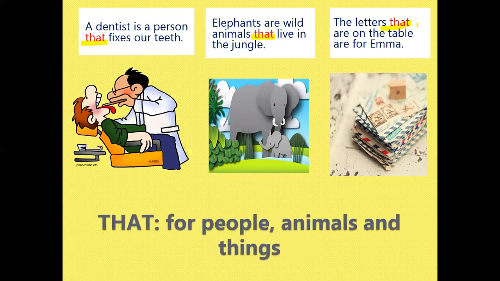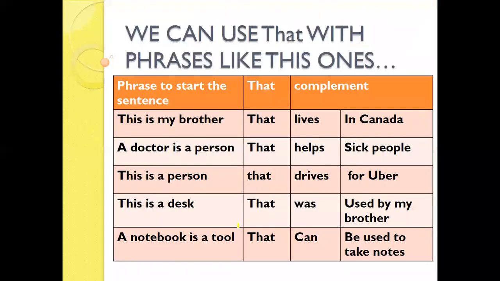And that can be used for people, animals, and things. So that can be used for any sentence that you want to create and can be used to replace either who or which. So in a sentence, if you want to use which, instead of which, you can use that. And if you want to use who, you can use that instead as well.